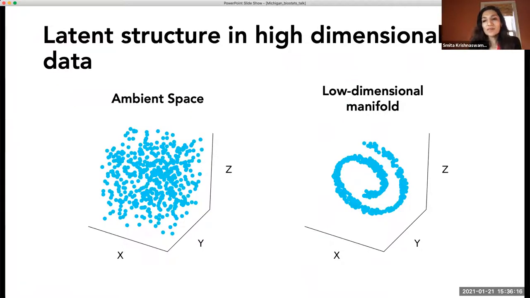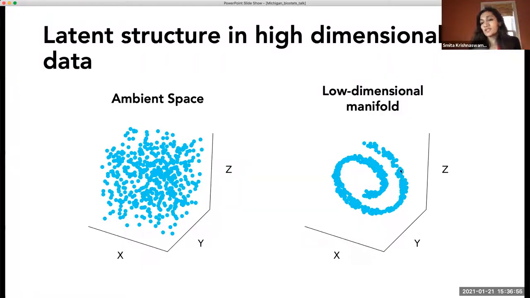A common theme in some of the work in my lab that has helped us address these challenges is the idea that even though the data can be measured in high dimensional space, ambiently in the measurement space, it actually intrinsically lies on a much lower dimensional manifold that has much more restrictive structure. And the idea is if you can learn the geometry, or the topology, or the shape of this lower dimensional manifold, then you can do a lot of things downstream to gain insight from it.